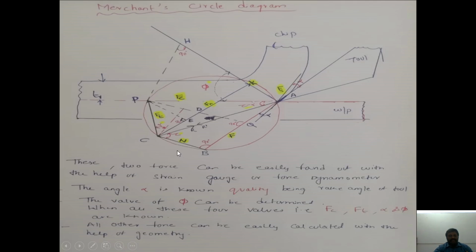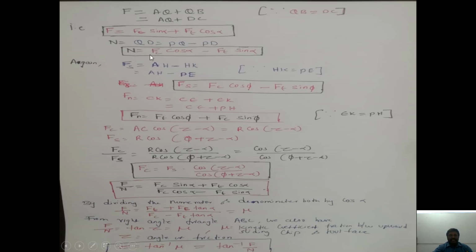In the same manner, what happened? N is equal to Fc cos alpha minus Ft sin alpha. N is equal to Fc cos alpha minus Ft sin alpha.